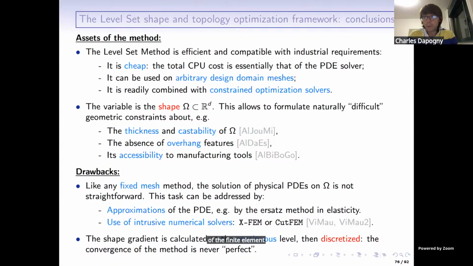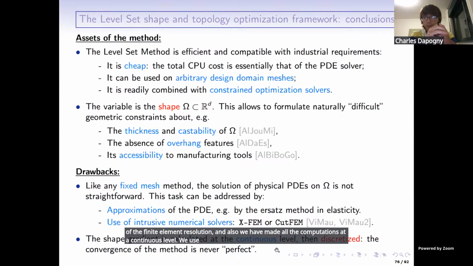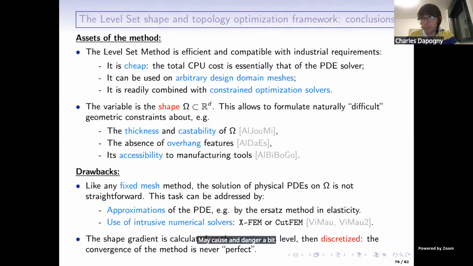And also, we have made all the computations at the continuous level. We use shape derivatives at the continuous level that we then discretize, which means that we have some kind of inadequacy between what we optimize and what we calculate. This may endanger a bit the convergence of the method, which is never perfect.